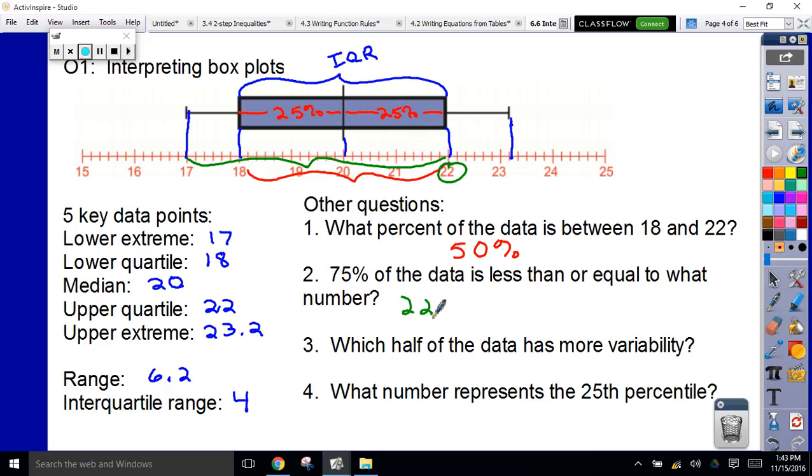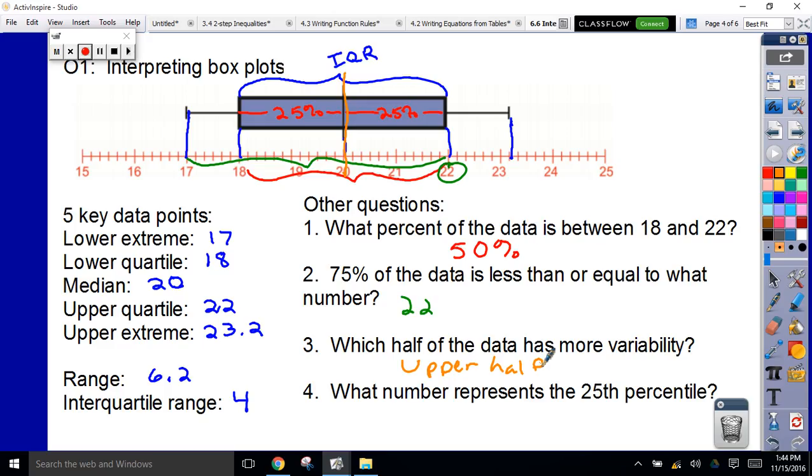Okay, number 3 asks, which half of the data has more variability? The longer the lines are, the more variability, the more spread out the data is. So which half of this is more spread out? Let's cut it in half here. Is it more spread out from 17 to 20, or from 20 to 23.2? Yeah, the upper half has more variability, because it has a range of 3.2, whereas the lower half is only spread out by 3 data points.